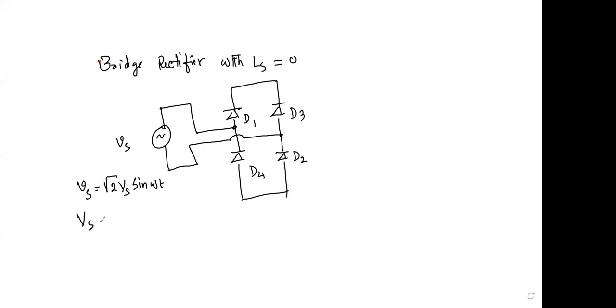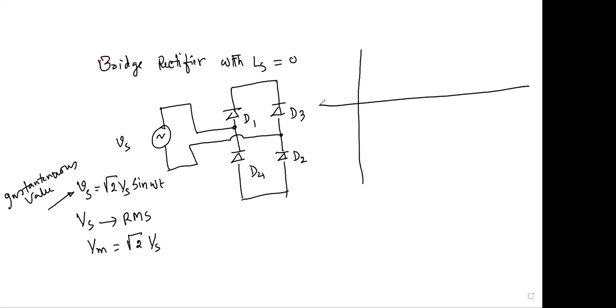Is this VS the RMS value or the peak value? Sir, this is the RMS value. VM will be root 2 VS. Small vs is the instantaneous value. Instantaneous value, you understand? Yes, sir.